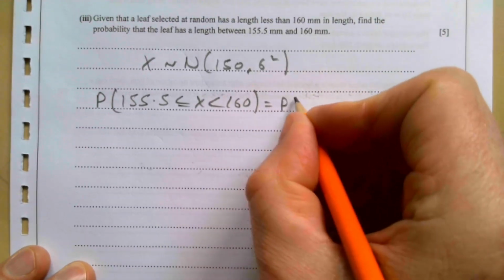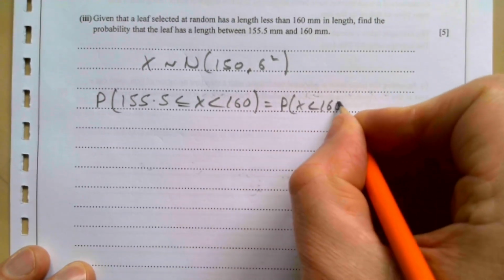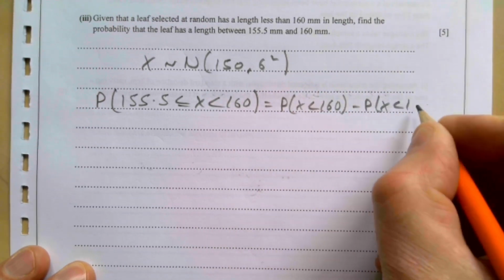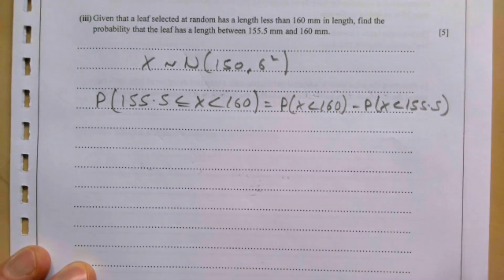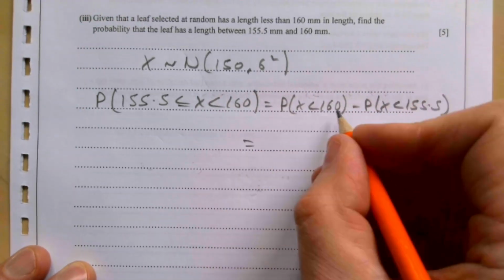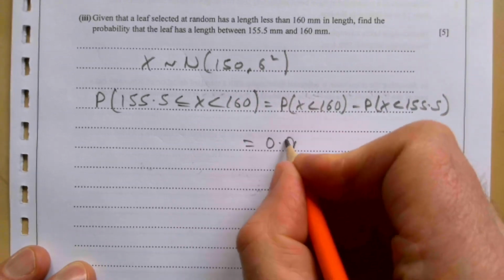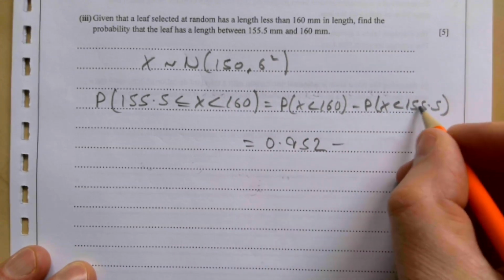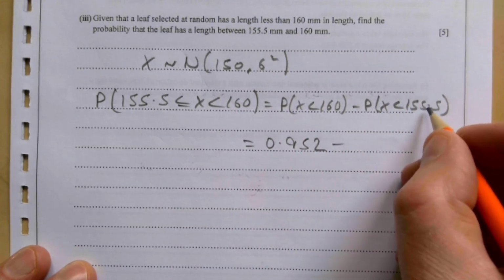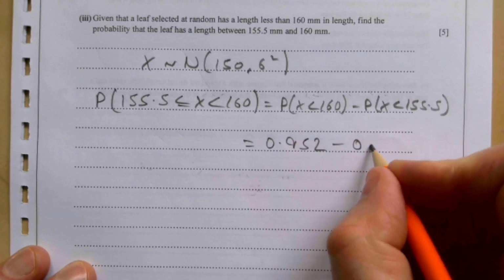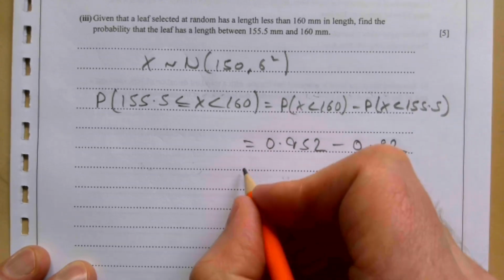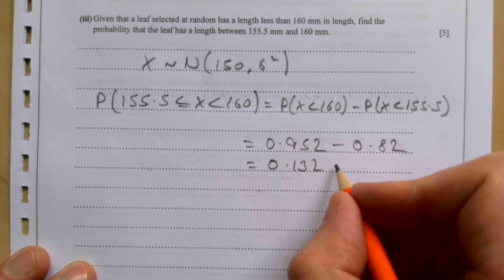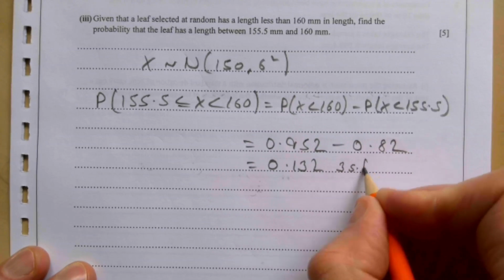So that's the probability that x is less than 160, take away the probability that x is less than 155.5. So for the 160, we had 0.952. For the 155.5 one, that was our part 1. I don't know if you remember, it was 82%, so that was 0.82. So if we subtract those, we get 0.132. And that's our answer to 3 significant figures.